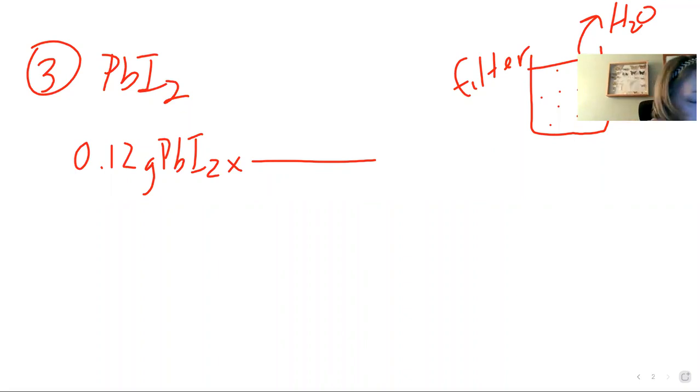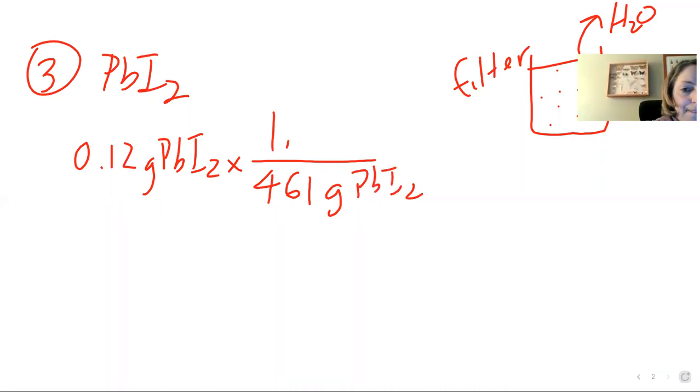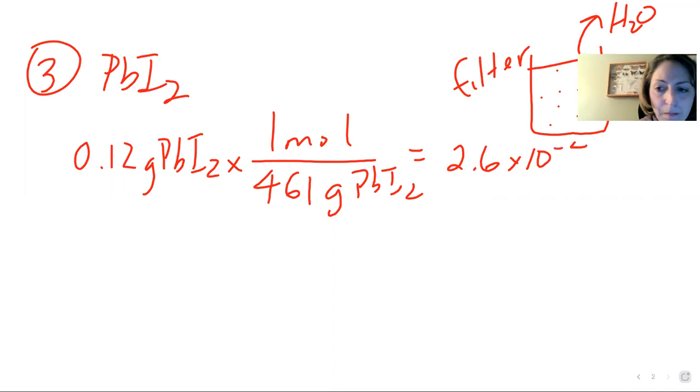Okay, let's see, I'm guessing around 460, 461-ish. Does that sound good? Okay, so that's lead iodide. That would get you moles of the lead iodide that dissolved. I think that comes out to about, typing it in my calculator, 2.6 times 10 to the negative 4th. Okay, and that's moles of lead iodide.